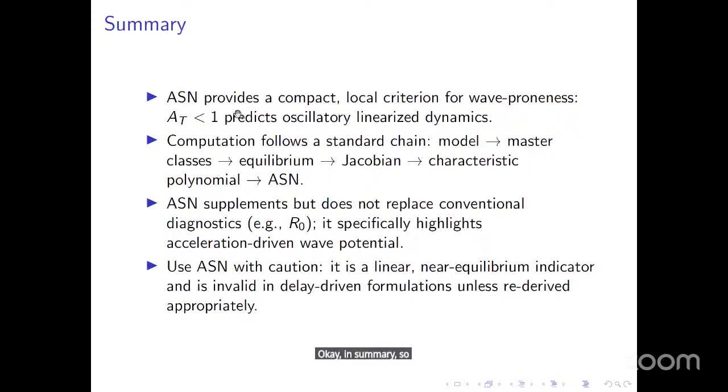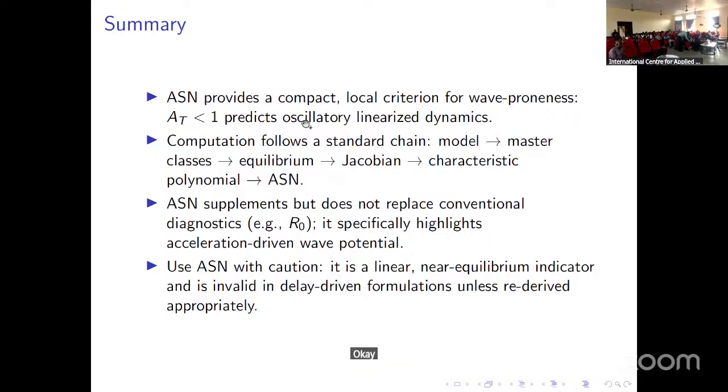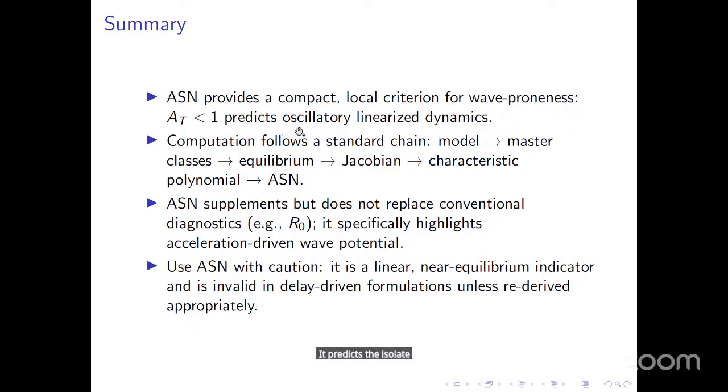Okay, in summary, the Atangana strength number provides a compact local criterion. It predicts oscillatory behavior in linearized systems, and secondly it is useful for computation. So you have a model, the master subsystem, the equilibrium, the Jacobian, the characteristic polynomial, and then the Atangana strength number. The Atangana strength number supplements but does not replace conventional diagnostics like the R0. It specifically highlights acceleration-driven wave potential.